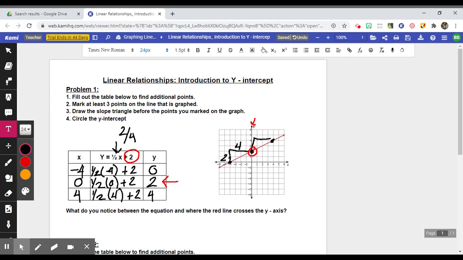That was all for the introduction of the Y-intercept today, and we are going to follow up on Monday to see what you guys learned and then to take this a step further. Best of luck to you guys on your assignment today.